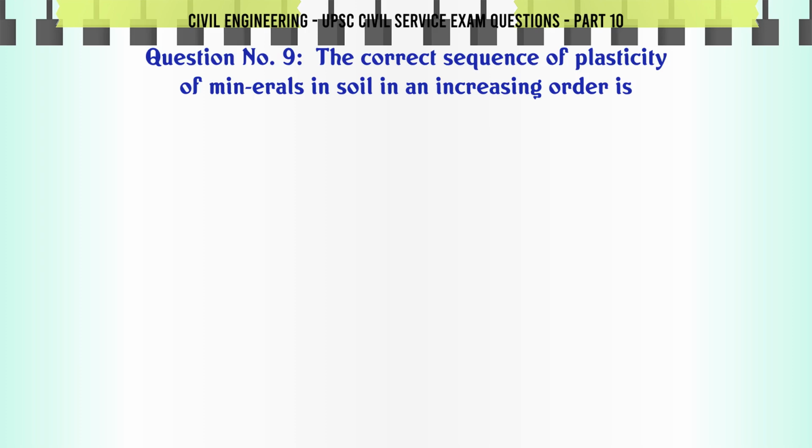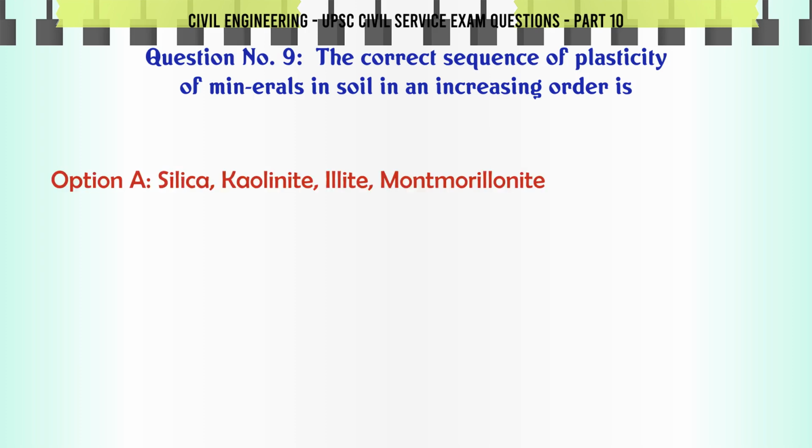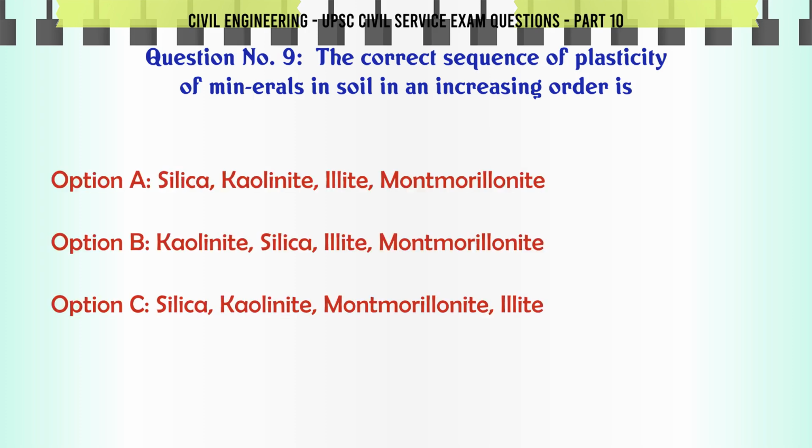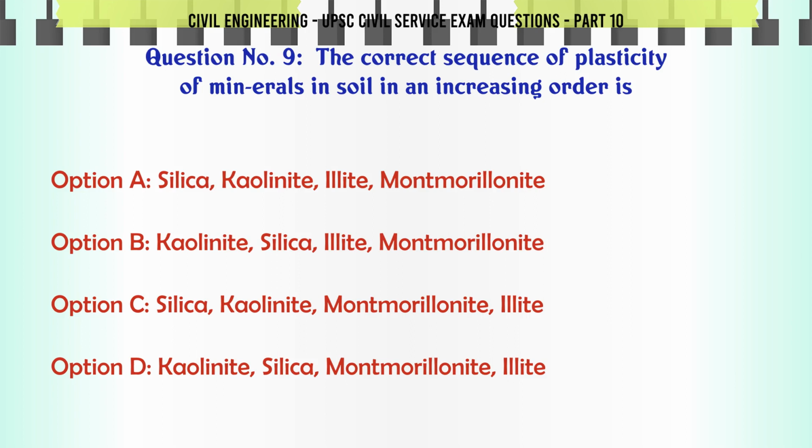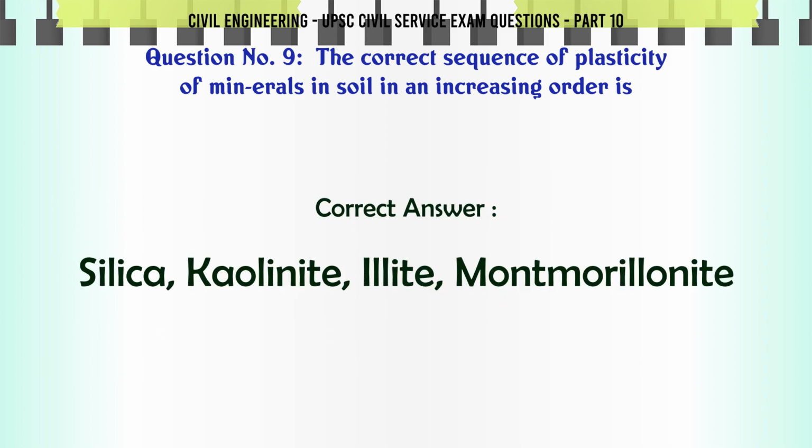The correct sequence of plasticity of minerals in soil in an increasing order is A. silica, kaolinite, illite, montmorillonite. B. kaolinite, silica, illite, montmorillonite. C. silica, kaolinite, montmorillonite, illite. D. kaolinite, silica, montmorillonite, illite. The correct answer is silica, kaolinite, illite, montmorillonite.